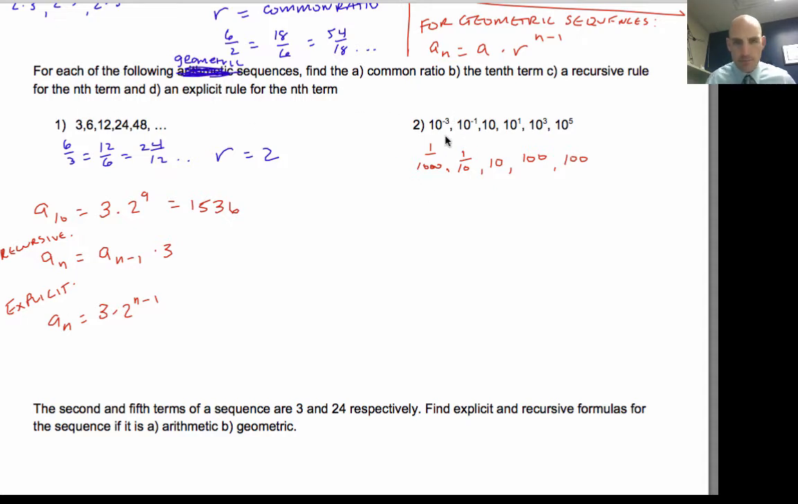I wrote this wrong. I typed it all wrong, guys. I'm so sorry. This is what it actually should be: 10 to the negative third, 10 to the negative first, and then it should be 10 to the first. I'm like, this does not create a pattern.